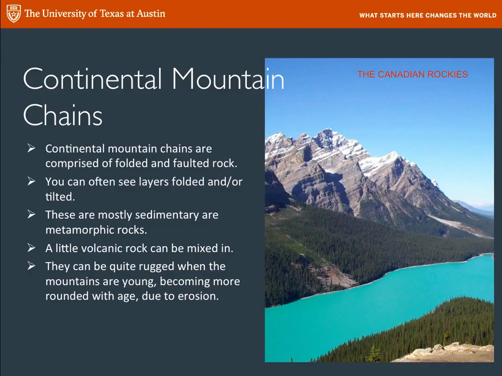Some examples of continental mountain chains that formed from two continents coming together are the Rockies, the Appalachians, the Himalayas. The Appalachians, of course, don't look anything like the Rockies. They're much more rounded and shorter, and that is because they are a very ancient continental mountain chain, and they've been eroding for a very long time.